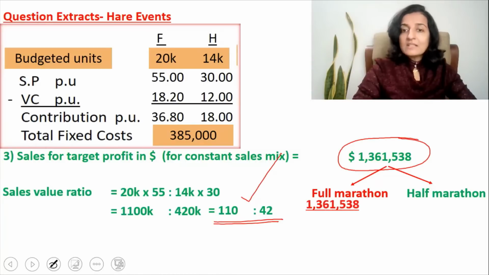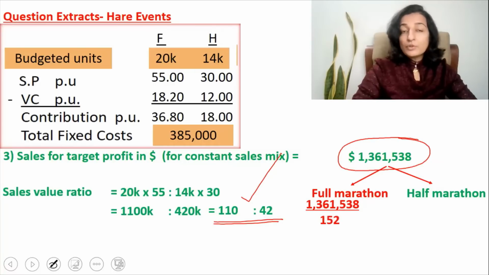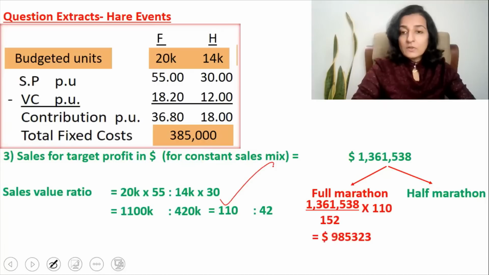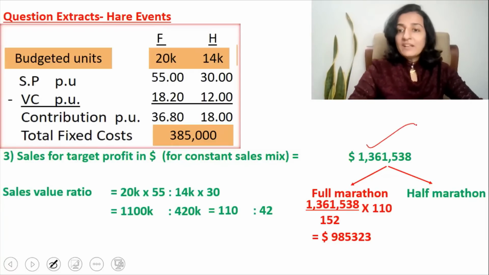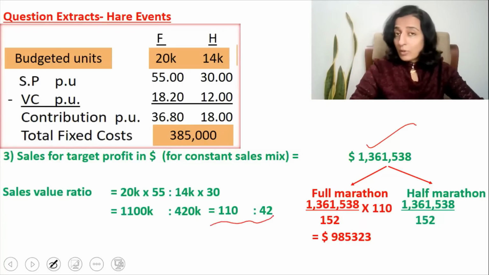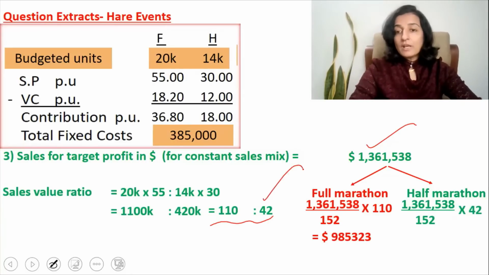So how do you divide it? For full marathon, it is 1,361,538 divided by 152, multiplied by 110. What is 152? That's the total of 110 plus 42. What is 110? The share of full marathon. So it comes to $985,323. And for half marathon, it is 1,361,538 divided by 152, that's nothing but the total of 110 and 42, multiplied by 42. That is the share of the half marathon. So we get $376,215 for the half marathon sales.